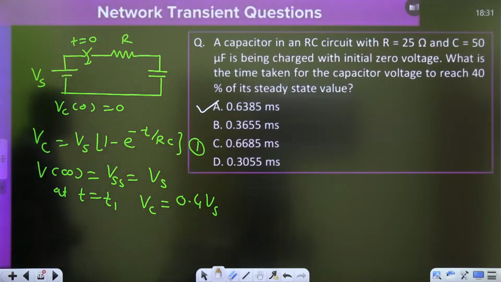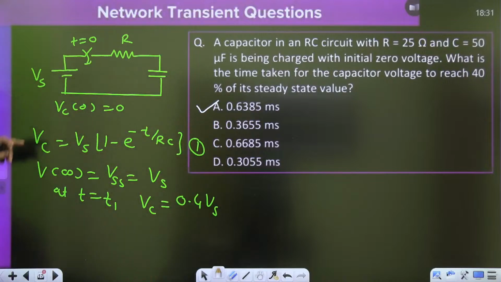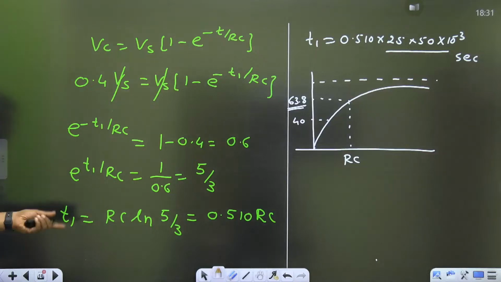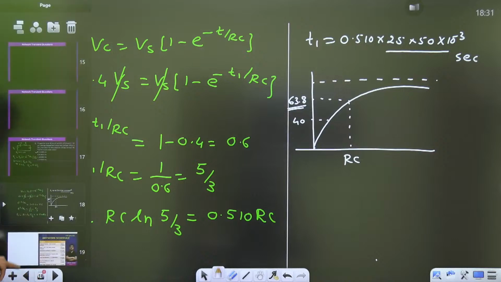Check my calculation. So these are the results, guys. Put the value 40%, that is 0.4 Vs, and take the log and you can solve like this. That is the answer. Okay, then next one, next question.